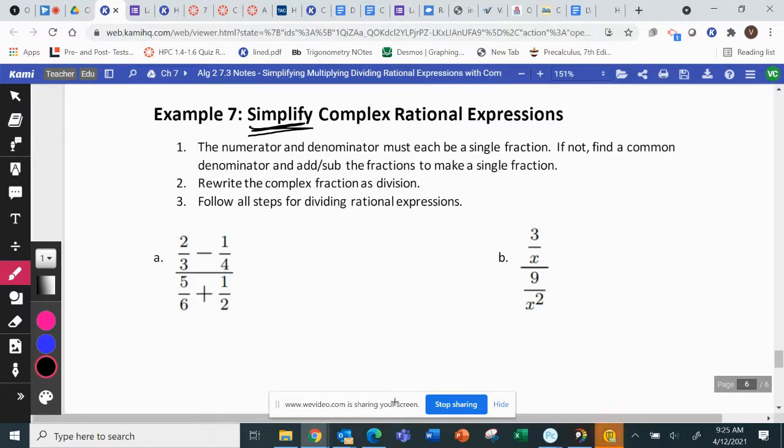What we want to do, this is not the shortcut. This is the regular cut. The numerator and denominator must be each a single fraction. So right now in question A, do I have a single fraction over a single fraction right now? No, I've got two fractions over two fractions. So we first need to make it a single fraction. If it's not, we're going to find a common denominator, add and subtract the fractions to make a single fraction.